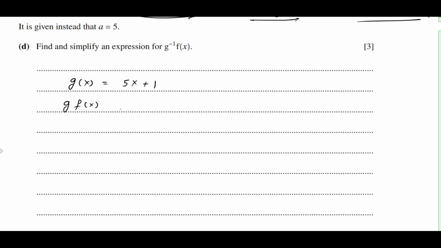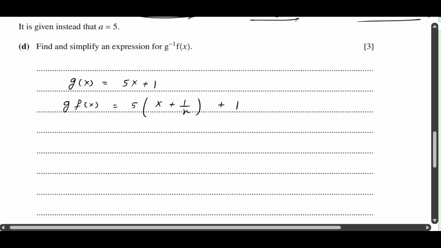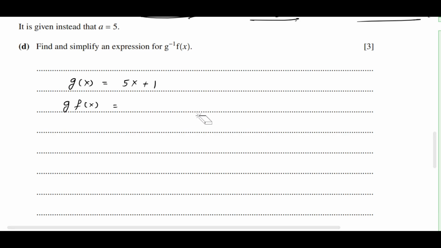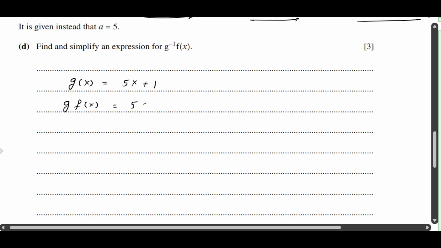G of fx will be 5 times, now x will be replaced by fx, which is x plus 1 upon x, plus 1. I have to find g inverse of fx. Or simply, instead of writing this, I will say that g of fx is 5 times fx plus 1.